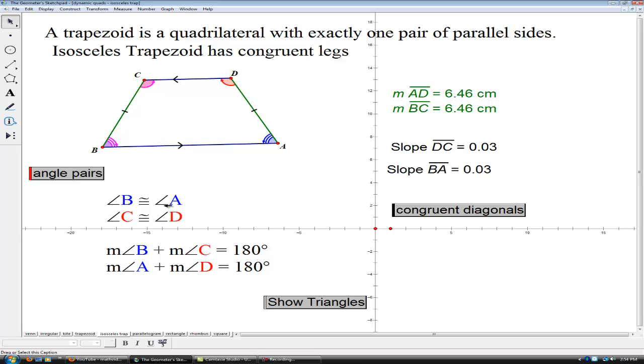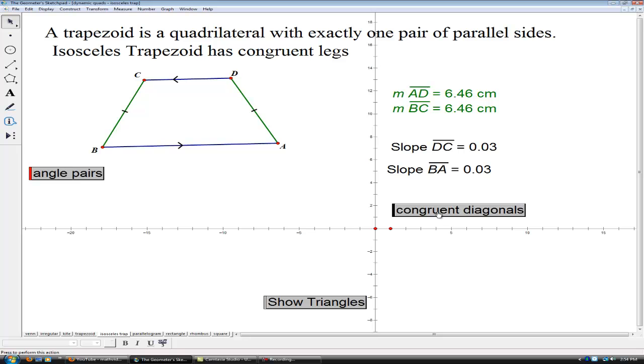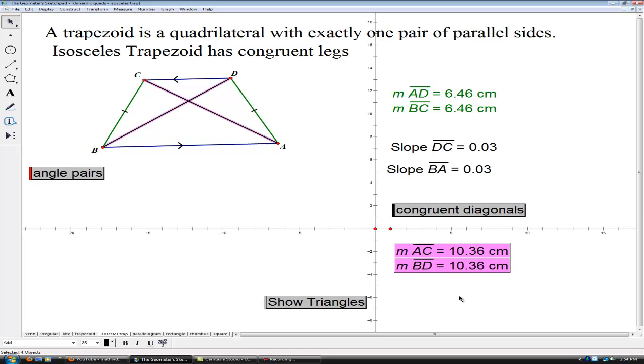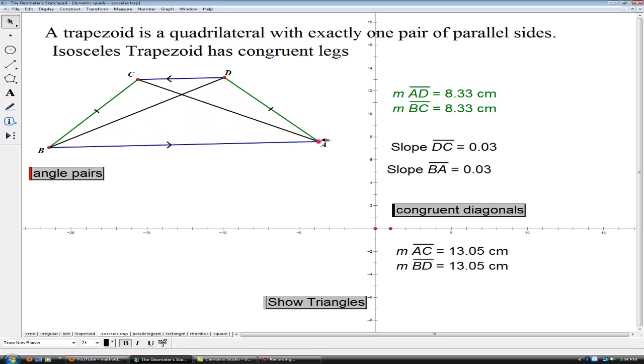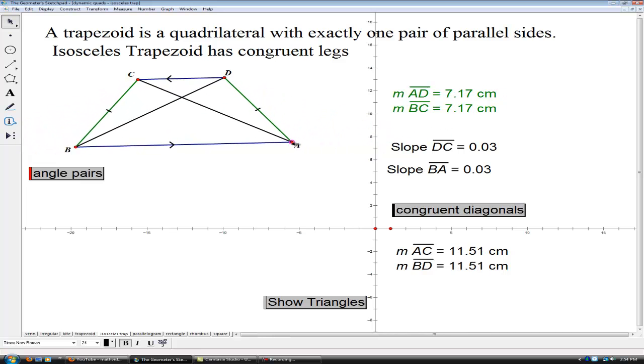as we saw in the previous slide, but now the base angles, meaning the 2 consecutive angles along the same base, angle B and angle A are congruent, as well as angle C and angle D. Another property of the isosceles trapezoid involves its diagonals. Its diagonals are always congruent. And this property maintains itself no matter what kind of isosceles trapezoid we create.